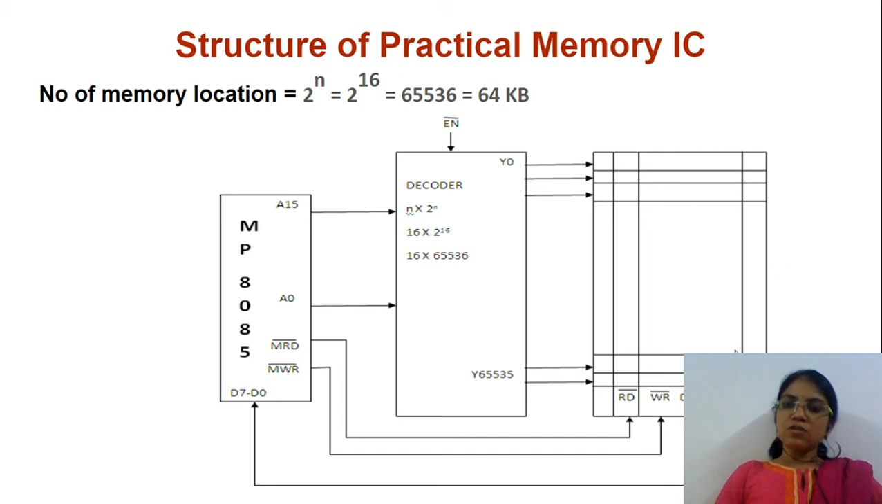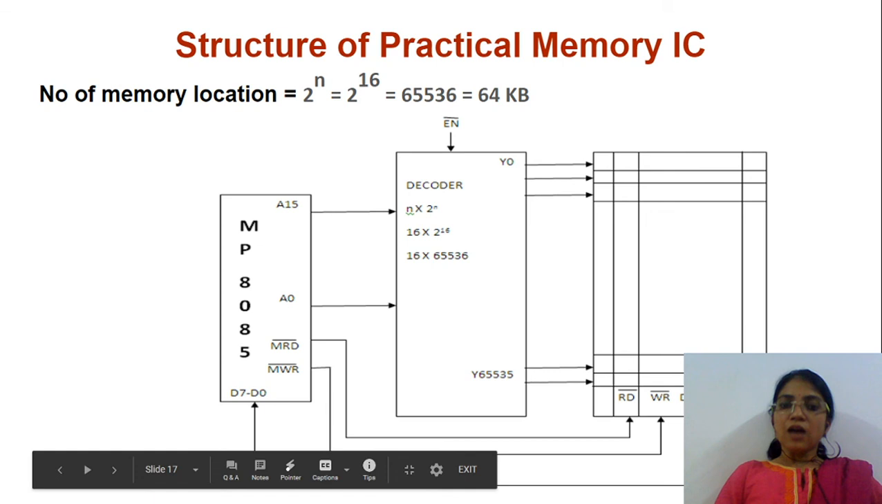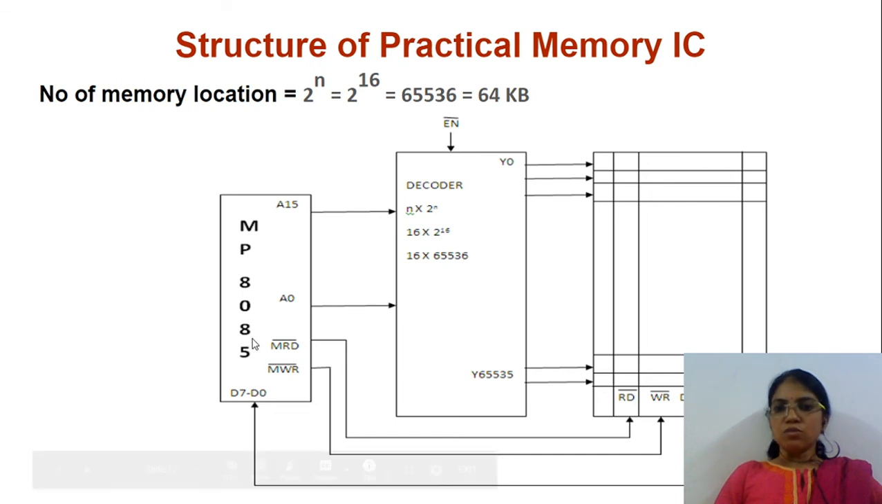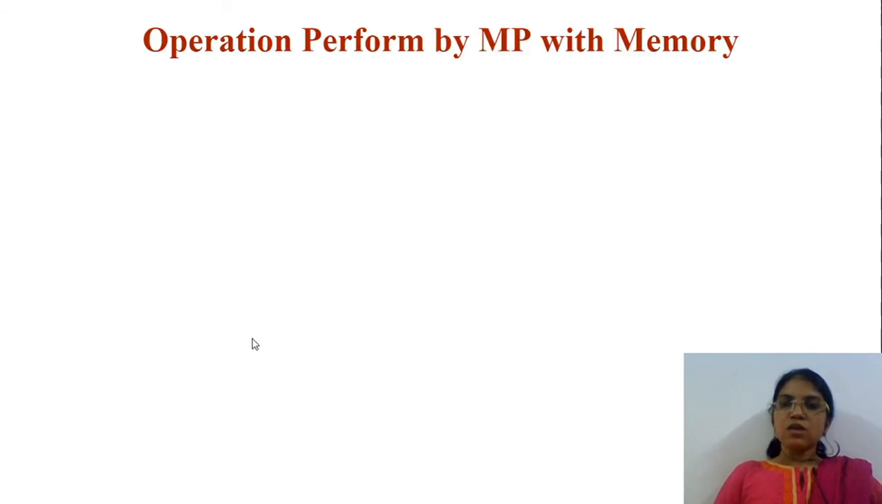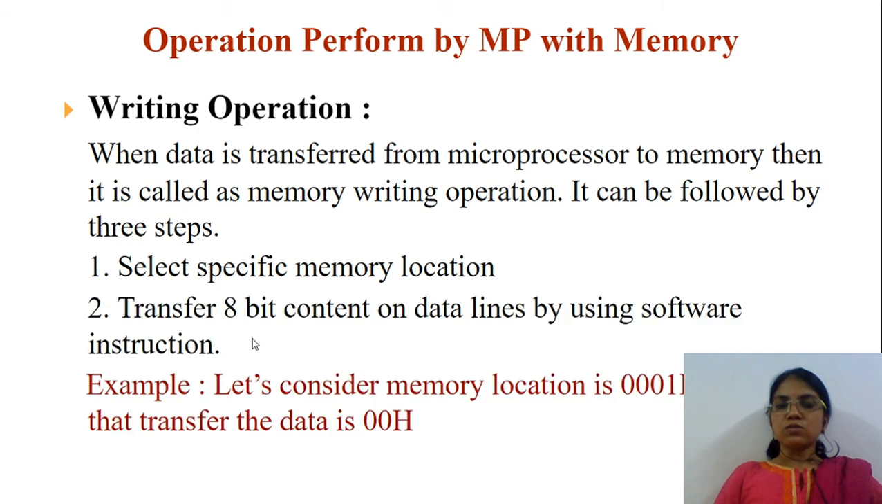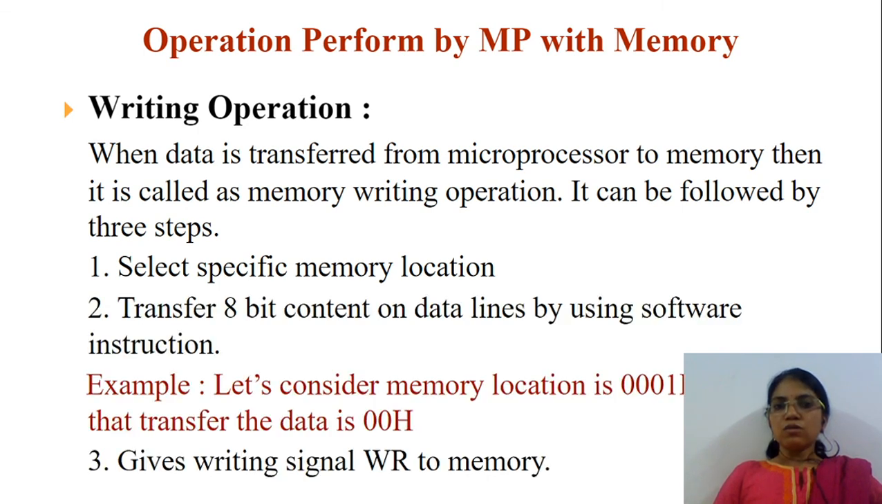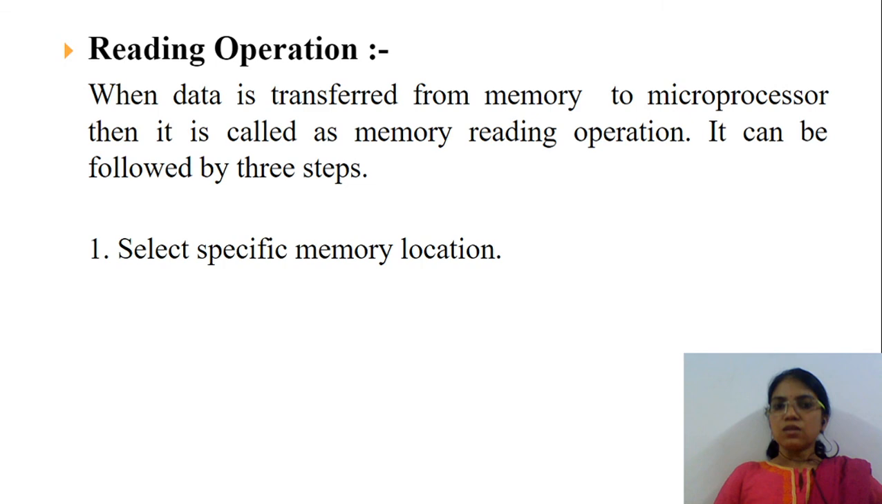While in the reading operation, first of all select the memory location. Then after selecting the specified memory location, immediately transfer the RD bar signal to the memory and data is transferred on D7 to D0. And lastly, by using the software instruction, that data is given to the microprocessor. So in this way we perform these two operations, memory writing operation and memory reading operation.